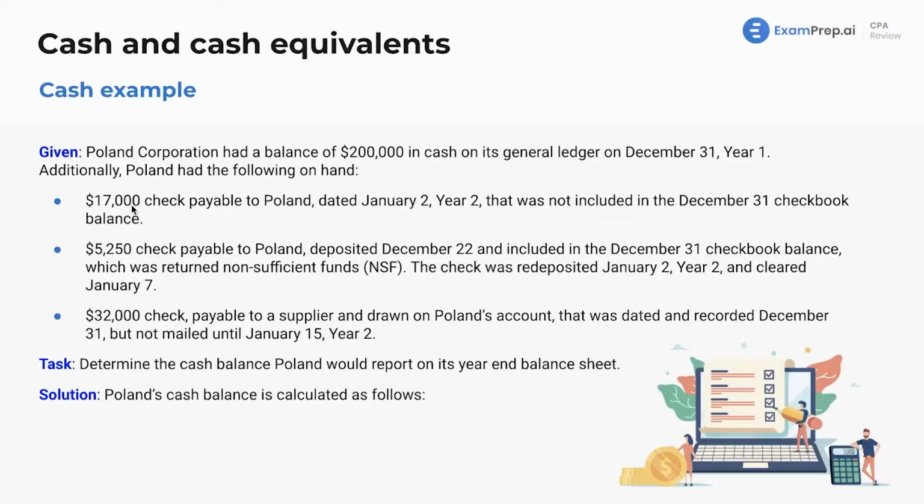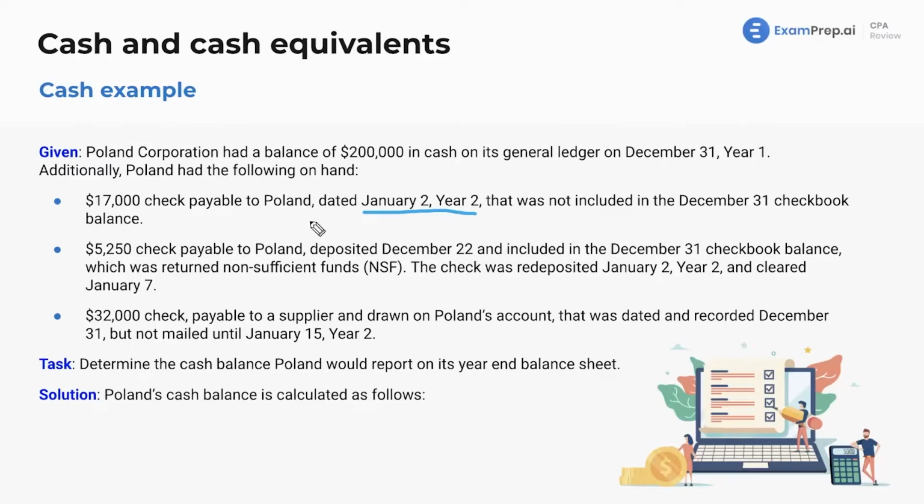Well, it is a $17,000 check payable to Poland, dated January 2nd, year two, that was not included in the December 31st checkbook. All right, now, should this be included in the balance? I'm going to say no, because it belongs in the year two balance. It was dated January 2nd, year two. There's no reason why it should be year one.